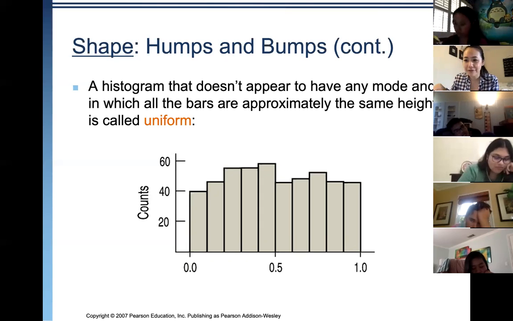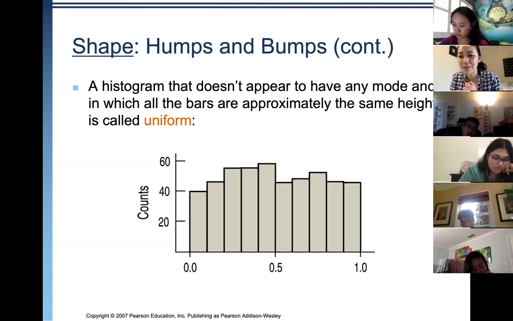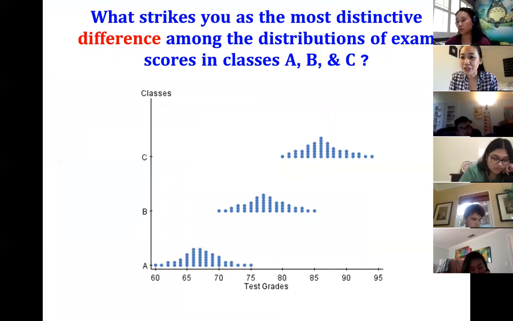All right, flip to the back of your notes and we'll continue. So we have SMUX, symmetry, and mode so far. We're gonna skip unusual features. We're gonna save that for the end. And we're gonna go to C, which is center.